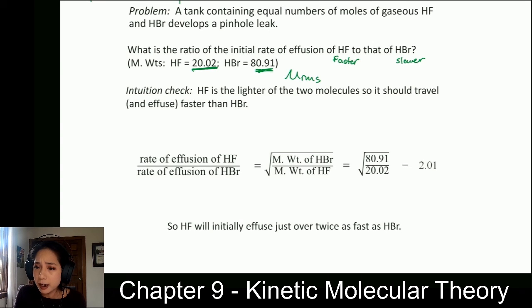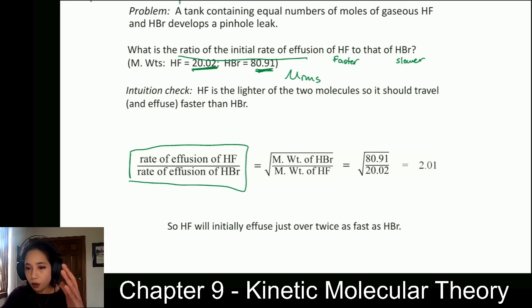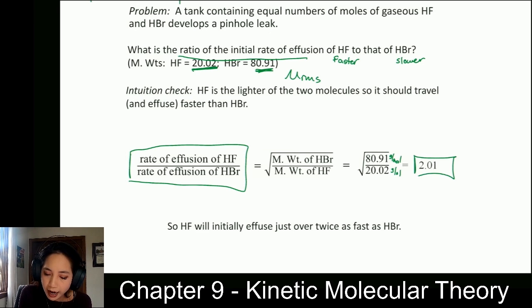If we plug in these numbers to see the ratio of the initial rates of effusion, we're essentially calculating this whole ratio here. All we have to do is take the square root of the molar mass of HBr over the molar mass of HF. That's 80.91 grams per mole over 20 grams per mole, and you get a ratio of 2.01. Essentially, that means HF will effuse twice as fast as HBr when that tank develops a pinhole. It's just the square root of the ratio of the molar masses of the two substances we're comparing.